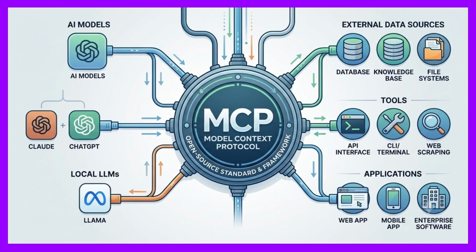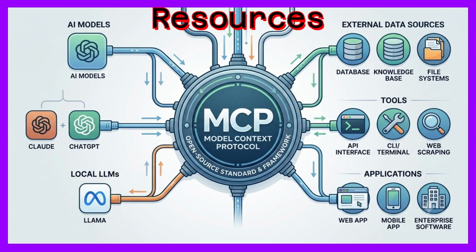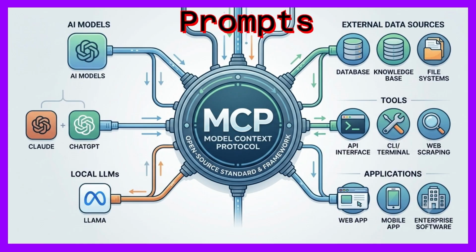An MCP server can provide 3 main things to an AI model: resources, read-only data or context, like a local markdown file, log files, or raw database data. Tools, functions the AI can actually execute, like running a terminal command, searching a specific API, or modifying a file. Prompts, pre-designed templates or workflows that help guide how the AI should behave for specific tasks.